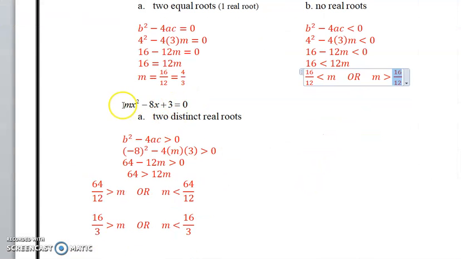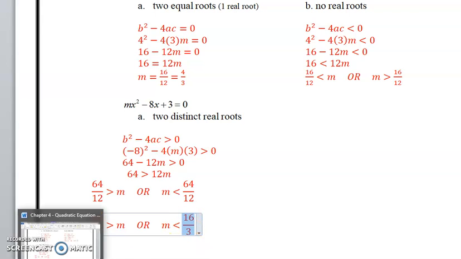And then the last one, it says mx squared minus 8x plus 3, two distinct roots, so that means that we need our discriminant to be greater than 0, so we plug it in. Negative 8 squared minus 4 times a times c is greater than 0. And when we work it out, we get an m value of less than 64/12, or 16/3, will always give us two real roots. So again, we plug that in our formula to prove that.